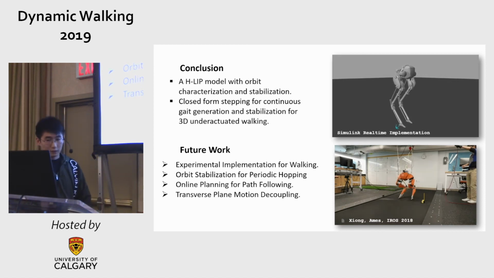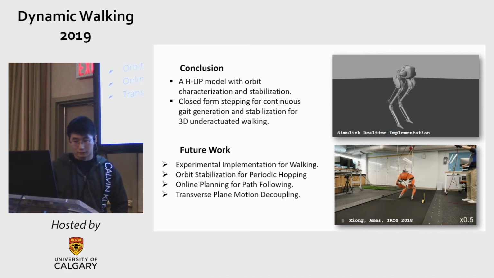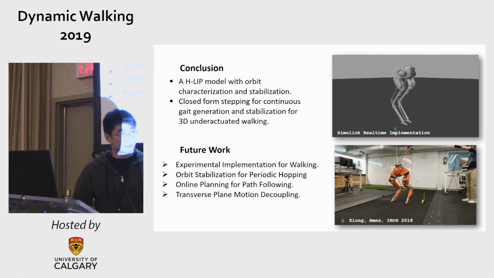And we can also think about using this simple model to do fast planning for path following. And there is also the transverse motion, which is yaw. I didn't consider it, but that can also be decoupled. Okay, with that, I will take questions.